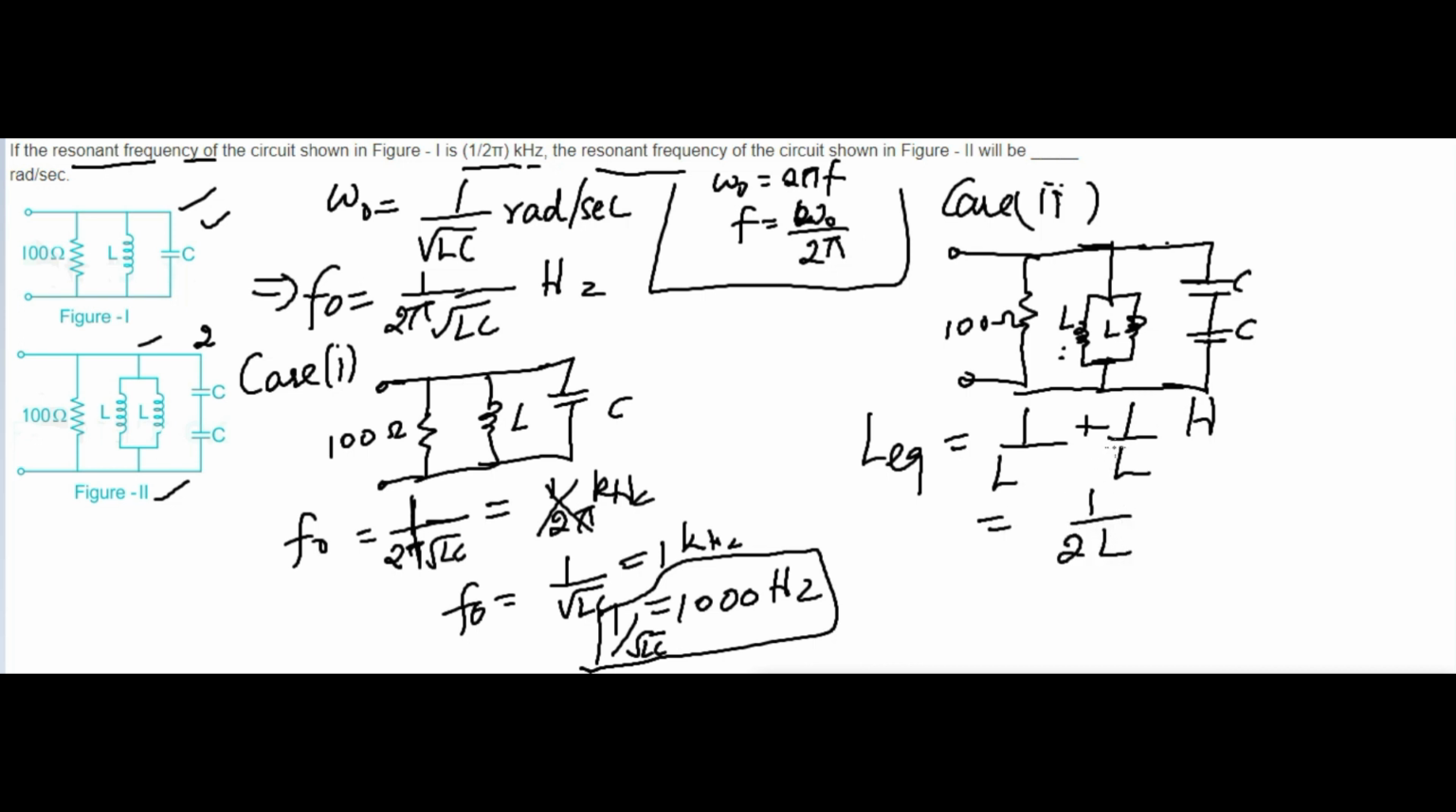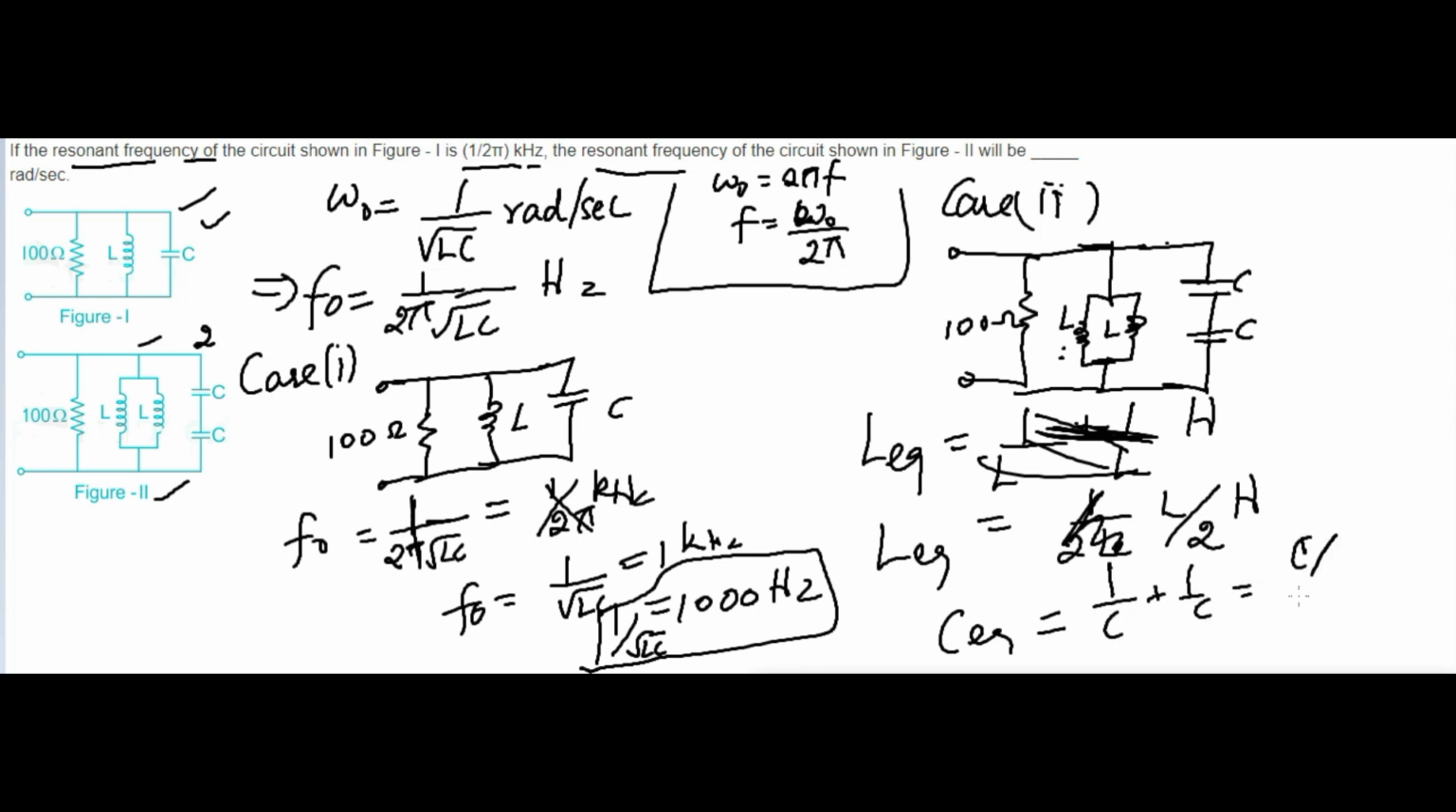So L equivalent is equal to L divided by 2, but it is not the right one; this is 1 by 2. Don't forget, L equivalent is equal to L by 2. Then C equivalent: two capacitors are available, 1 by C plus 1 by C, so taking the inverse, C equivalent is C divided by 2. So don't make a confusion.